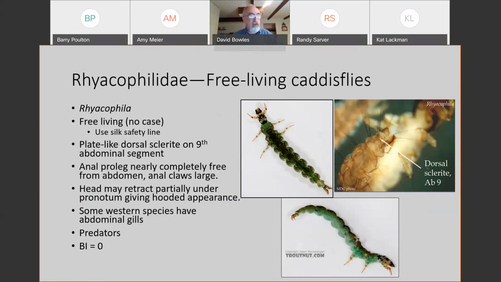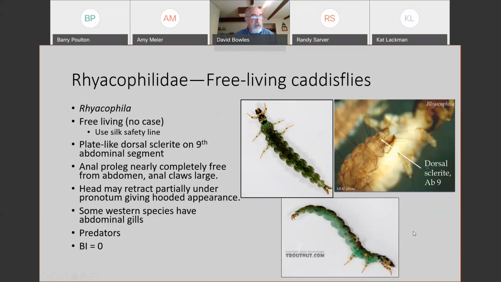The distinguishing characters include having a dorsal plate, or dorsal sclerite, on abdominal segment 9. That's the one right before the anal prolegs. It's fairly large, very obvious when you see it. The anal prolegs themselves are very large. They have very prominent anal claws, and they're free, so they can actually move these around and grip things on the substrate. That's going to be important for separating from the next family. So fairly movable, large anal prolegs, that dorsal plate, and no case are key characteristics.